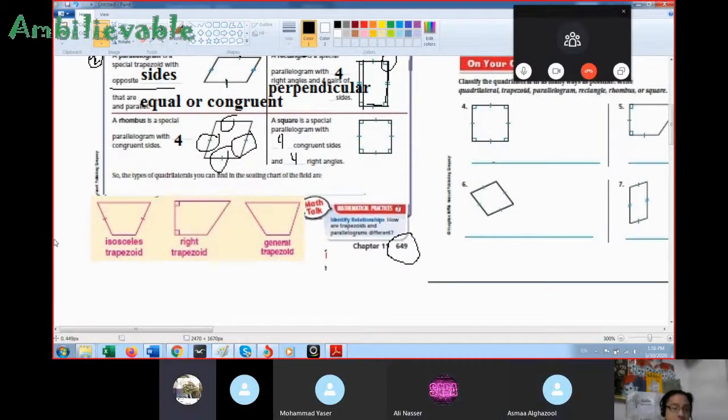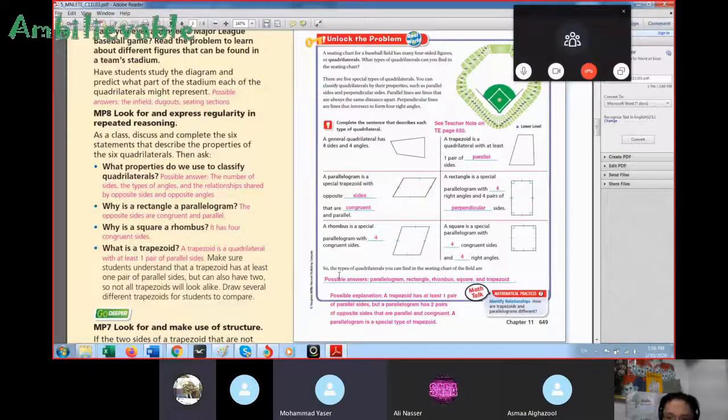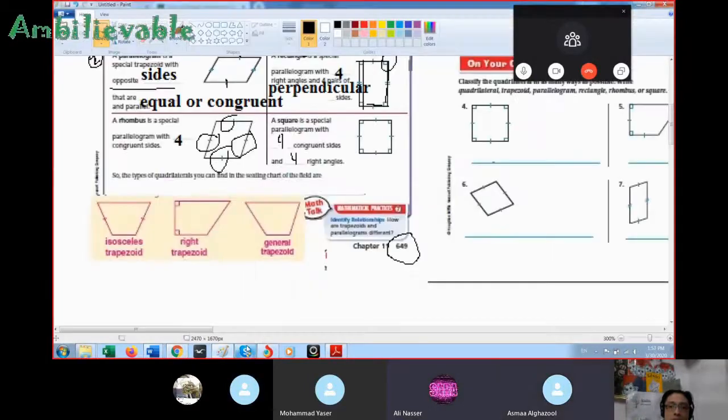Now, this paper, yes? There is a question down. So the types of quadrilaterals you can find in the seating chart of the field. Wait, I cannot read it. It's not clear. In the seating chart. Look at this one.